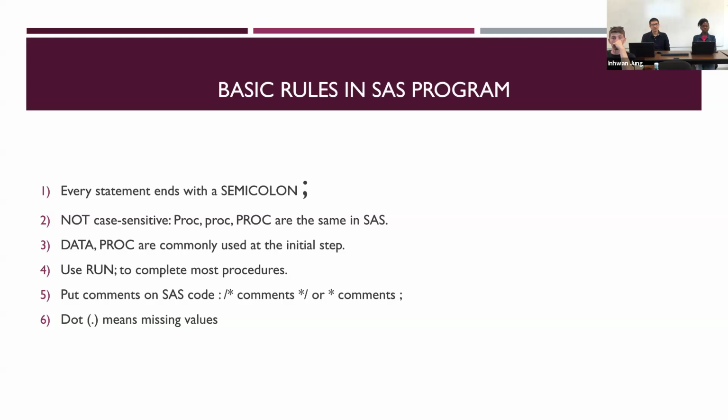Next, you can put comments in SAS code using an asterisk or asterisk semicolon. You will see this comment later. And lastly, you may see dots in your data set in the SAS program. A dot means a missing value. We will talk about this later.